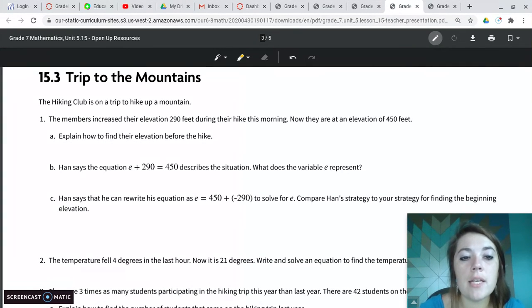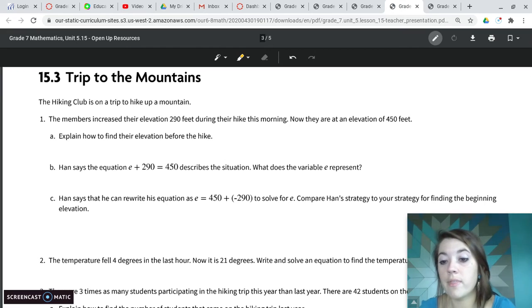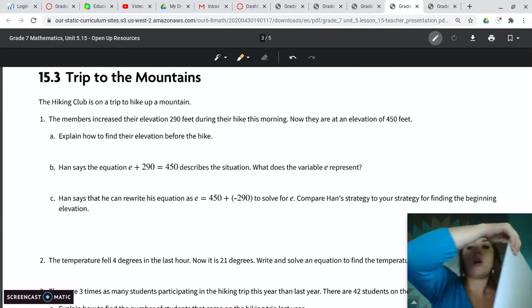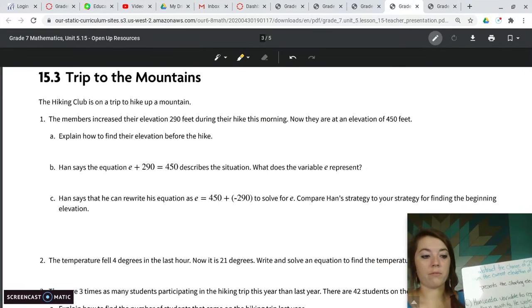Next thing we're looking at, a trip to the mountains. The hiking club is on a trip to hike up a mountain. The members increased their elevation 290 feet during their hike this morning. Now they are at an elevation of 450 feet. Explain how to find their elevation before the hike. So I actually have this written out to make it a little easier so you don't have to watch me write and don't have to try and read what I wrote all over the screen.